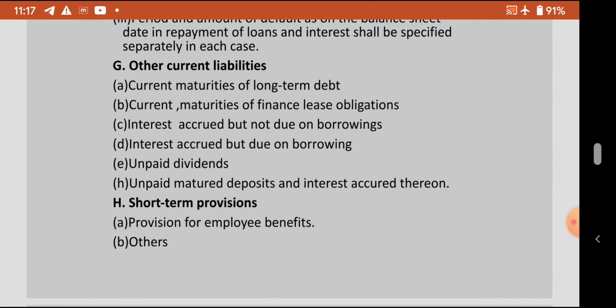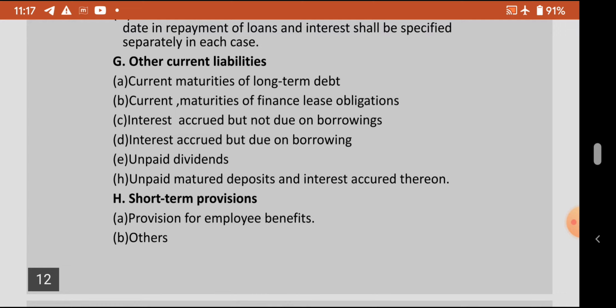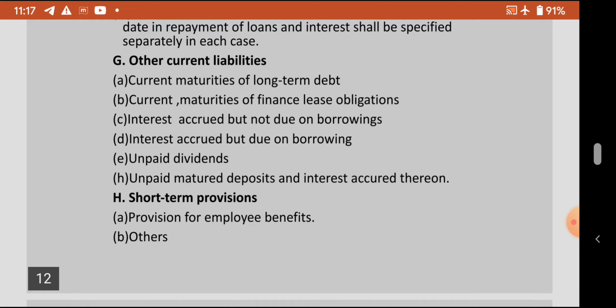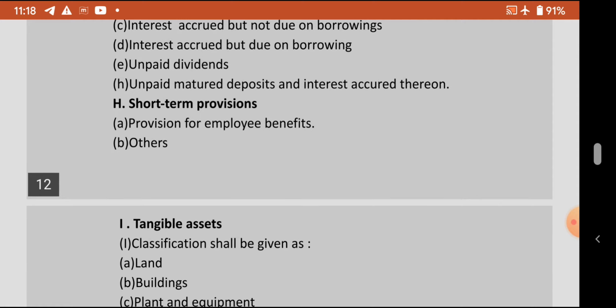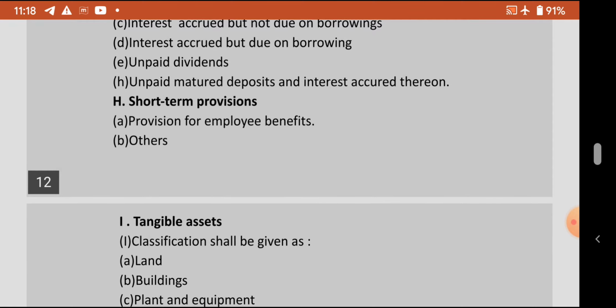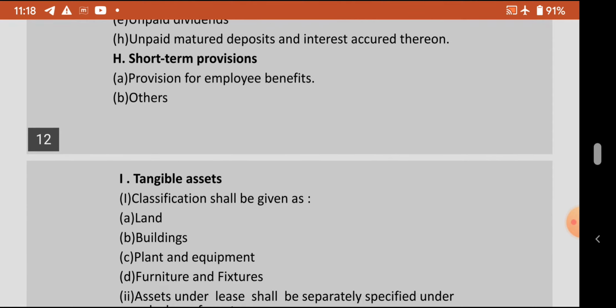Other current liabilities shall be computed as follows: current maturities of long term debt, current maturities of finance leasing obligations, interest accrued but not due on borrowings, interest accrued but due on borrowings, dividends unpaid, and unpaid matured deposits and interest accrued thereon. Short term provisions include provisions for employee benefits and others.